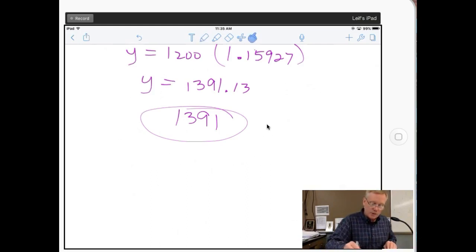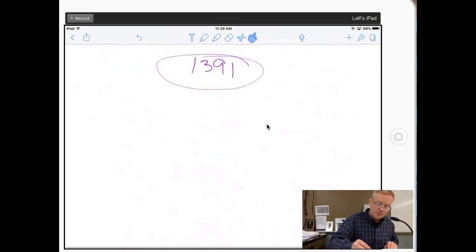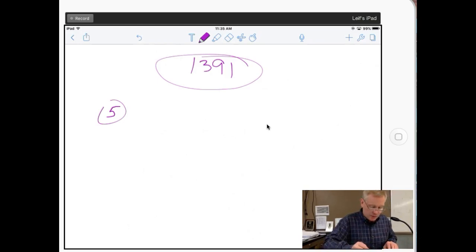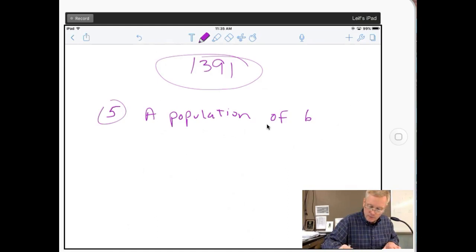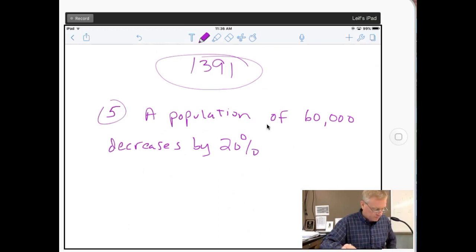Then we're going to do a population decrease one next. I got number 5 next. The population of 60,000 decreases by 20% for 4 years. What's the new population?